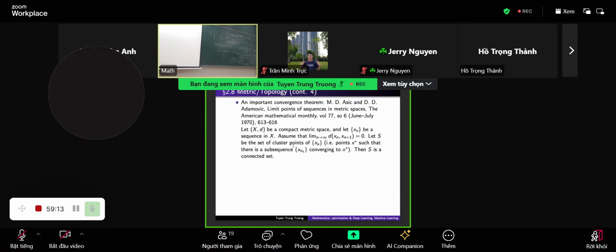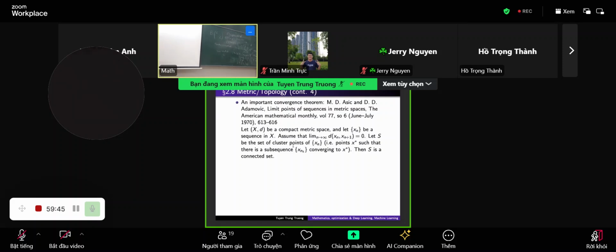The statement is very simple. Let X be a compact metric space. Hopefully you know what it means to be a compact metric space. And let Xn be any sequence, and assume that the limit of the distance between any two consecutive points goes to zero. And let S be the set of cluster points of Xn, that is, the set of X star such that a subsequence converges to it. Then S is a connected set.